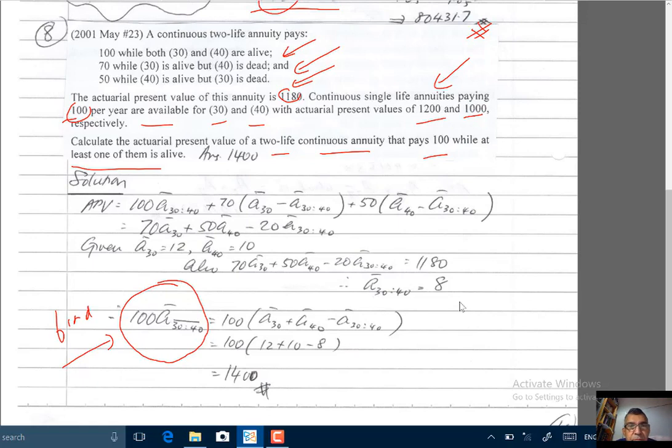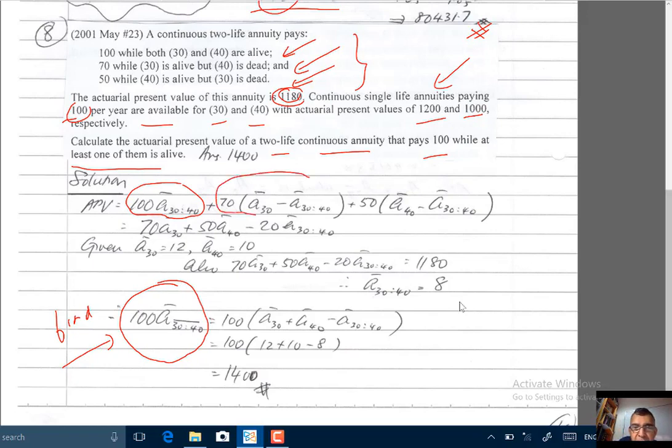Now, this number is given to us, 1180, for what? For this thing here. So what is this? 100 while both 30 and 40 are alive. Good. That's what you see here. 70 if 30 is alive and 40 is dead. That's what you see here.